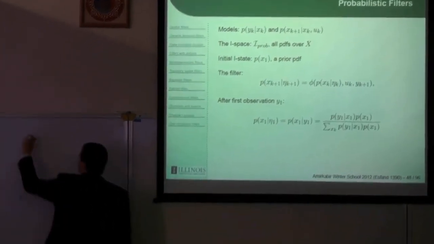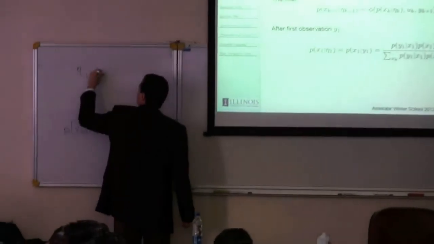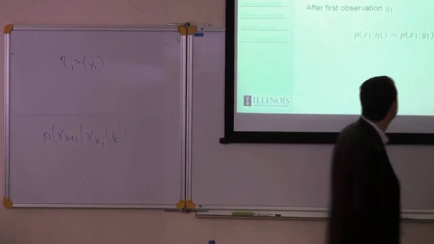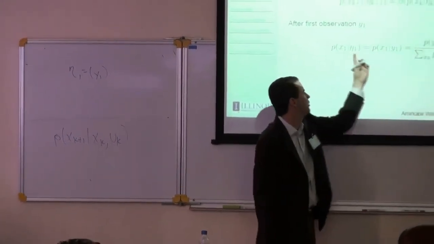Eta 1 in this case only includes y1. That's all that's in eta 1. I just have the initial observation. So given that, that's why it's that. So that's equal to that.